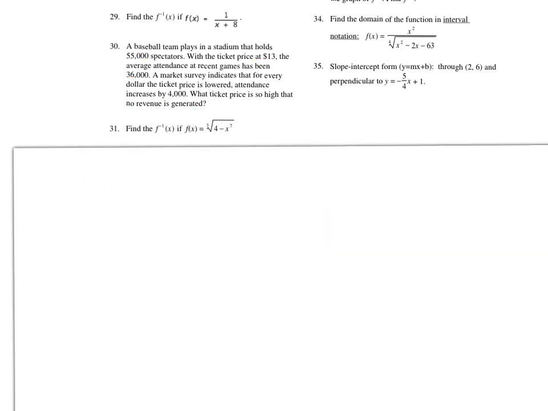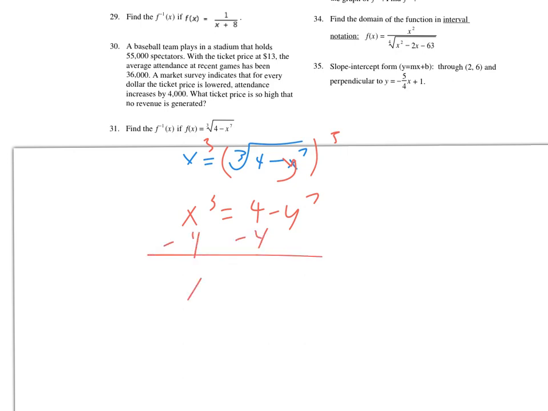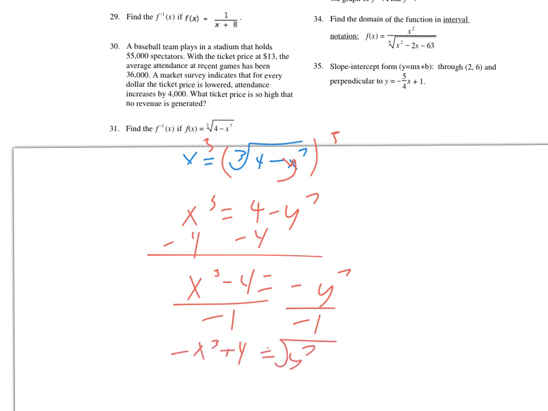All right, once again here we have inverse, so we're going to switch x and y. And so now I need to isolate x, so I'm going to send it to the third power. And then I get x to the third equals, oh shoot, this was supposed to be a y. Okay, so that'll be 4 minus y to the 7th. Now I'm going to subtract 4. x to the third minus 4 equals negative y to the 7th. I'm going to divide by negative 1. So I'm going to get negative x to the third plus 4 equals y to the 7th. And then we'll do a 7th root to get rid of that. So there's my answer.